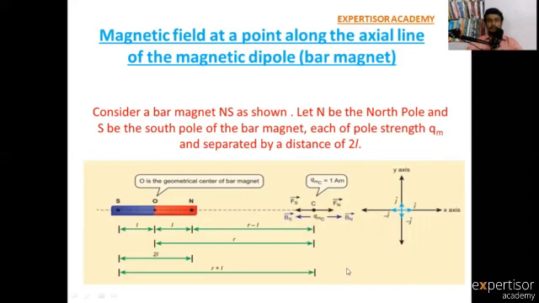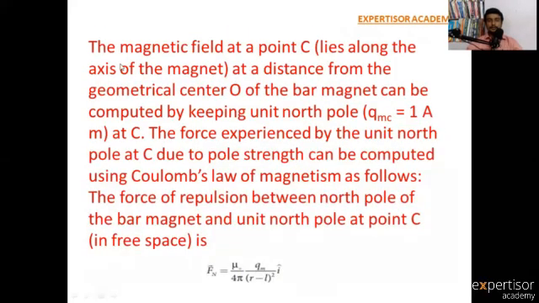Okay. Consider a bar magnet NS as shown. Let N be the north pole and S be the south pole of the bar magnet, each of pole strength QM, separated by a distance 2L. Pole strength is QM. Separated distance is 2L. Next, the magnetic field at point C, which lies along the axis of the magnet at a distance r from the geometrical center of the bar magnet, can be computed by keeping a unit north pole QMC, equal to 1 ampere meter, at C.